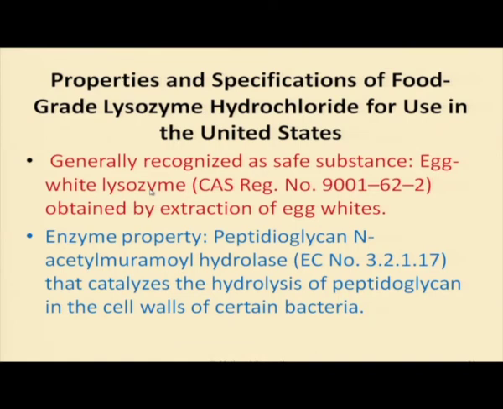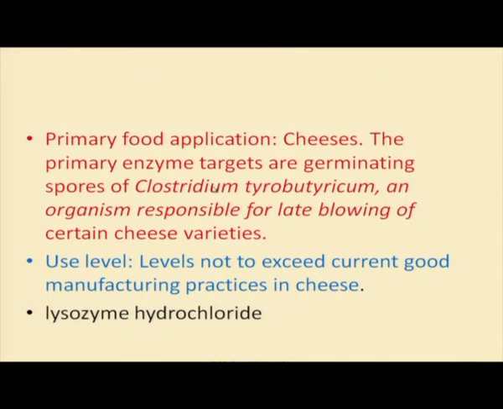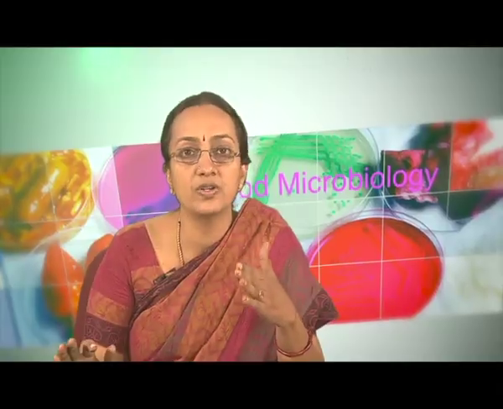As I said, the largest commercial source is egg albumin, from the extraction of the egg white. Then the property of the enzyme: it is peptidoglycan N-acetylmuramoyl hydrolase, meaning it hydrolyzes the linkage we are discussing. It catalyzes the hydrolysis of the peptidoglycan in the cell walls of certain types of bacteria. Then what is the primary application? One, cheese. The primary enzyme targets are the germinating spores of Clostridium tyrobutyricum, an organism responsible for the late bloating of certain cheese varieties. Clostridium is a gram-positive spore forming organism.